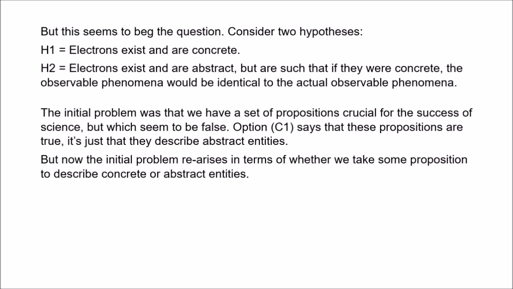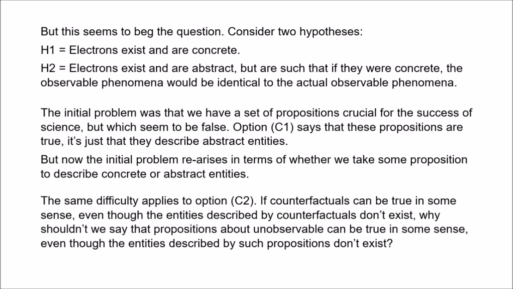The anti-realist can grant for the sake of argument that electrons exist, but then suggest that they are merely abstract, just like the idealizations are merely abstract. Now, the same problem pretty much arises with anti-realism about possible worlds as well. The idea here is to find an interpretation of modal language that allows us to say that counterfactuals can be true, and hence idealizations can be true, even though the entities described by counterfactuals don't exist in any sense. There are no possible worlds. But then the anti-realist will respond, why not hold that propositions about unobservables can be true in some sense, even when the entities and structures described in those propositions may not exist. So propositions about electrons can in some sense be true, even though there aren't actually any electrons. So that's one difficulty for option C.